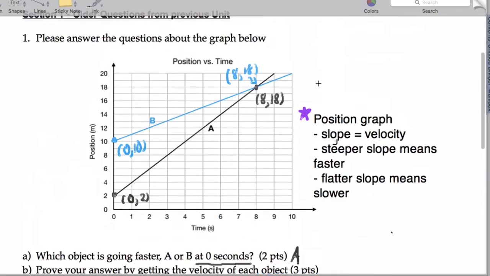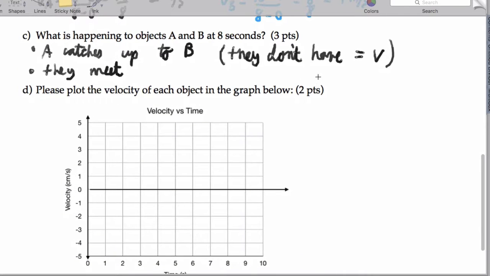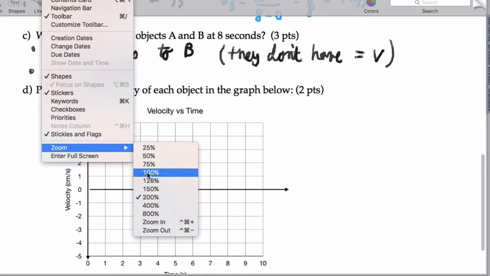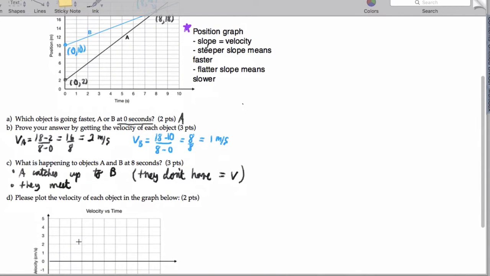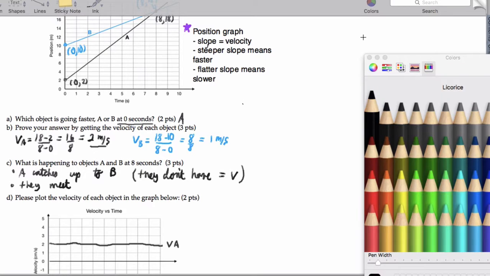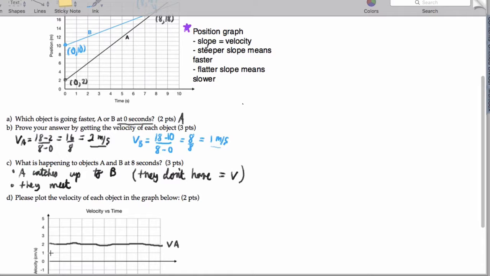Now, we want to plot the slope of each object in the graph below. I'm going to zoom out just a little bit so we can see this. I've got a slope of 2 and a slope of 1. So I'm going to plot VA's slope right here. You notice I have a value of 2, so I just plot 2 straight across. Let me do a similar thing for object B. Its slope ended up being 1. So when I plot the velocity, I plot the slope like that, and that's just VB.